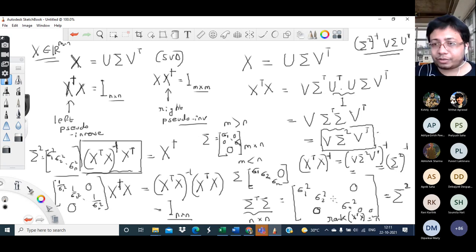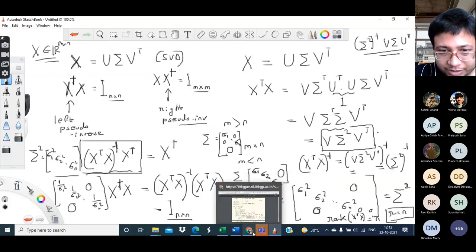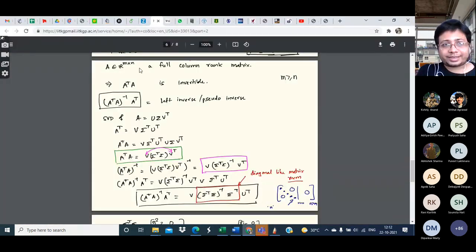But what is the rank of this x transpose x? Obviously it is R, so this R has to be equal to n. So that is why the requirement for this left pseudo inverse to exist is that the X has to be a full column rank matrix. What is column rank?